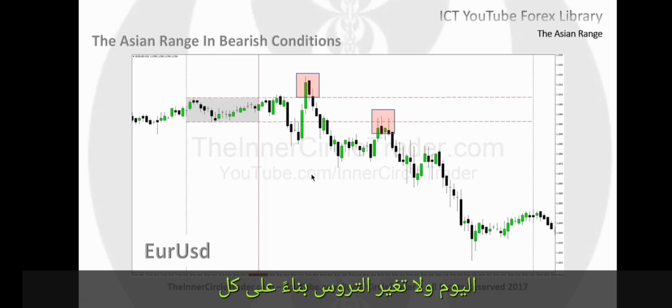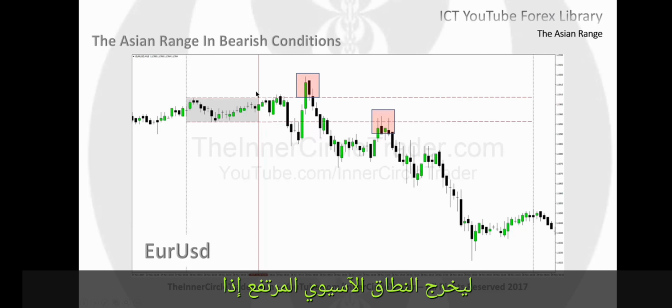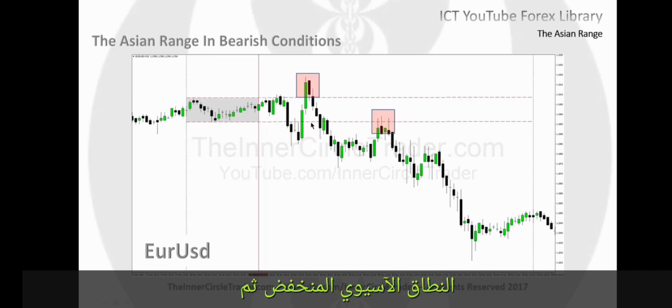And do not change gears based on all this little movement here. You have to stick to what your analysis is calling for. Higher time frame is going to go lower, so we want to be looking for the market to take out the Asian range high. If that happens, we could sell short there. Or the low risk confirmation trade is wait for the Asian range low to break and then trade back up to it, and then we can sell there.